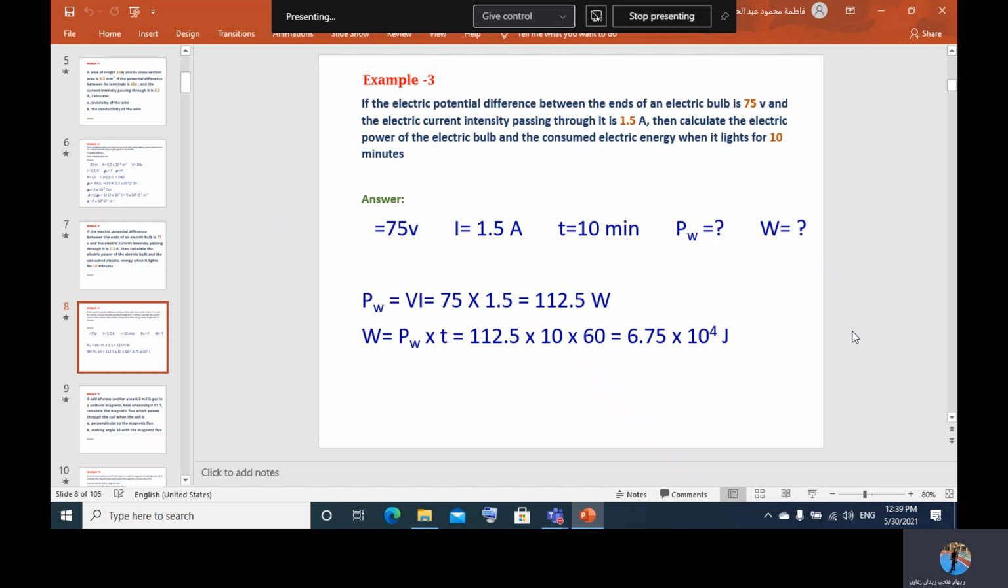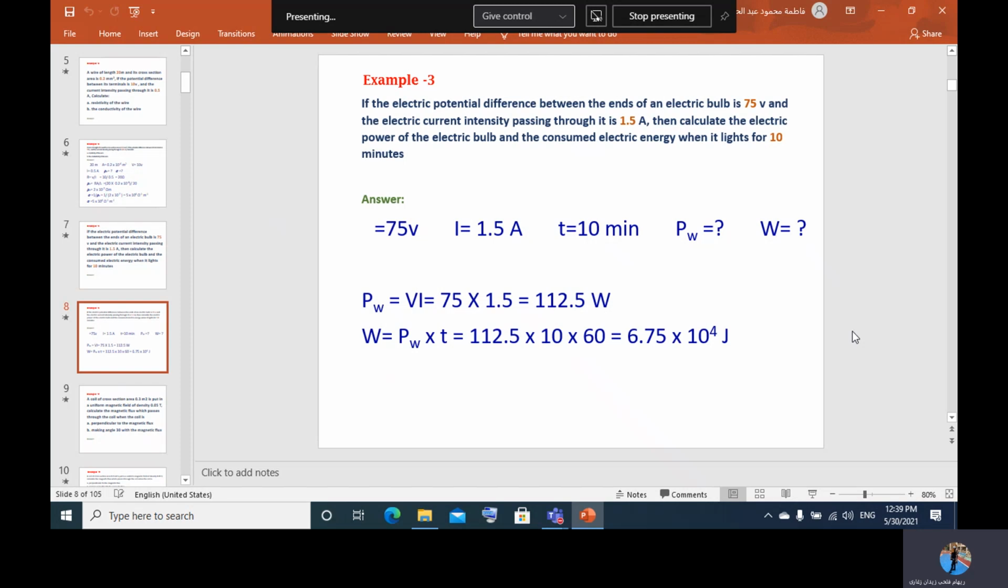So if the bulb has a power of 112.5, and it will continue giving out light for 10 minutes, what is the energy consumed? We know that the energy equals power multiplied by time. So I have the power, yes, I do: 112.5 watts. Do I have the time? Yes, I have 10 minutes. But I cannot keep the 10 minutes the way it is. I have to convert it into seconds. So I multiply by 60.